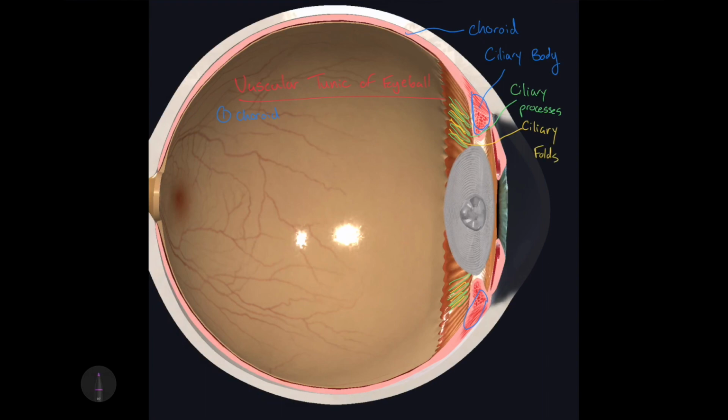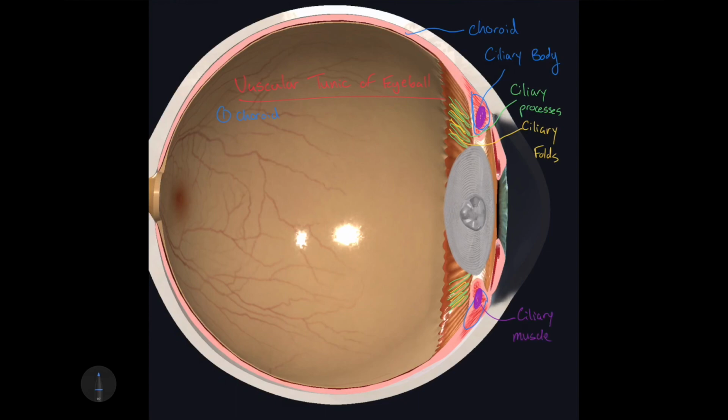And now the last landmark that I want to point out that's part of the ciliary body is this smooth muscle tissue located within the ciliary body itself, which is responsible for regulating the shape of the lens. Whether it's relaxing or contracting will change the shape of the lens, which helps us focus on images that are either far away or really close up. This muscle is called the ciliary muscle.